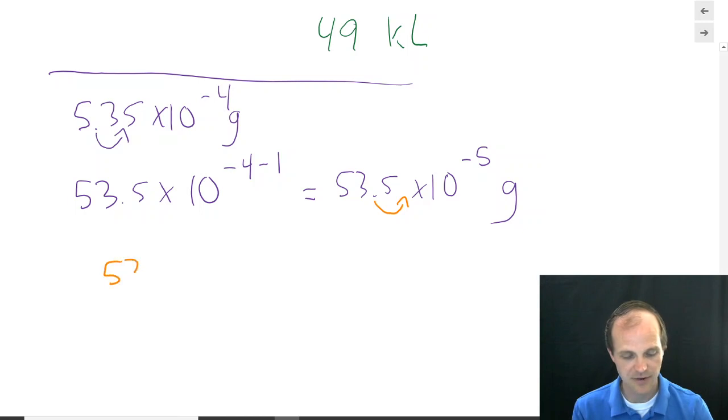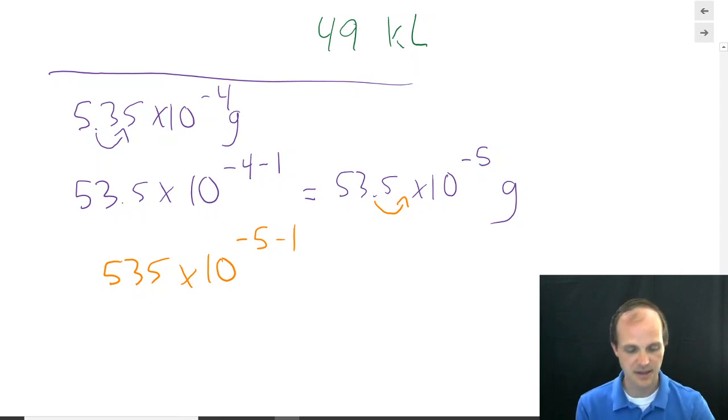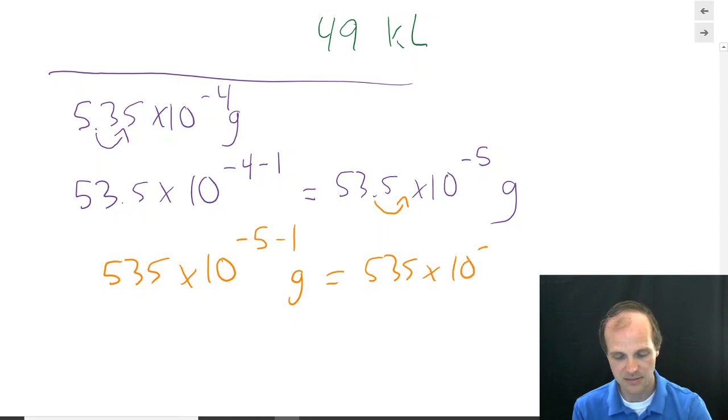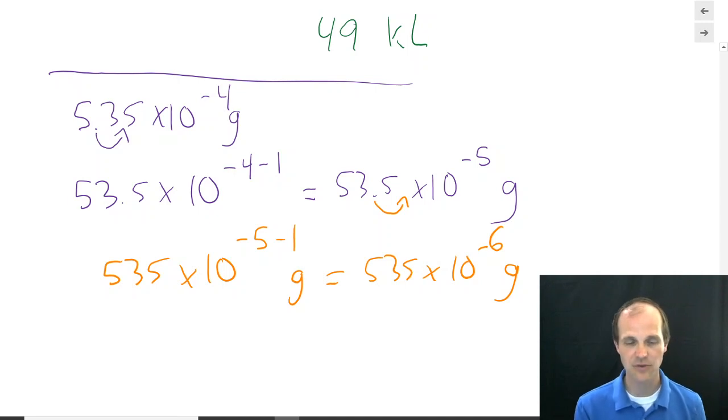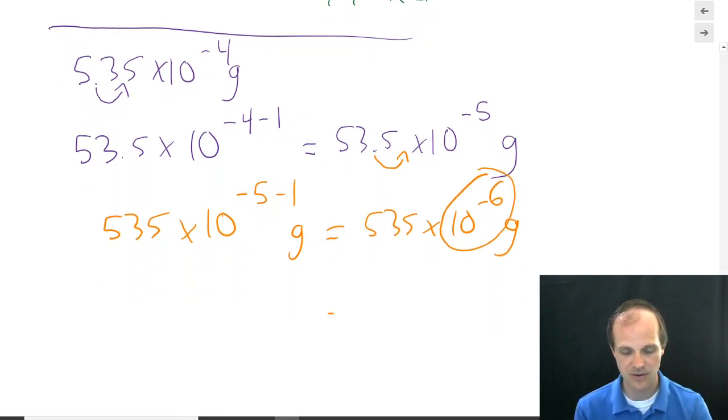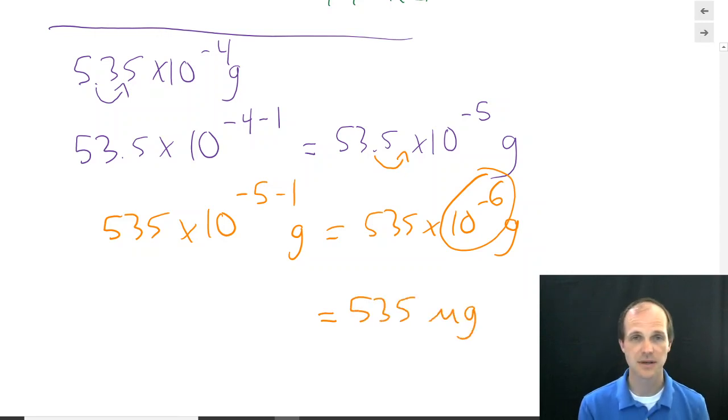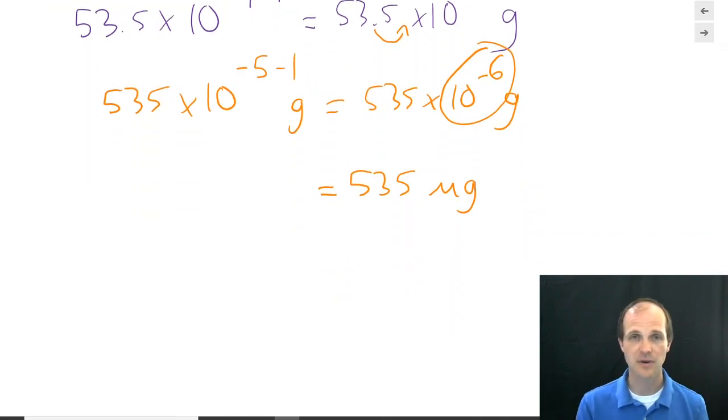So we now have 535 times 10 to the minus 5th, but we've got to subtract 1 from that. And so we get 535 times 10 to the minus 6th grams. Okay. So every time we move the decimal point to the right, we need to subtract 1 from our exponent. But now a 10 to the minus 6 does match something in our table. It matches micro. And so we get 535 micrograms.